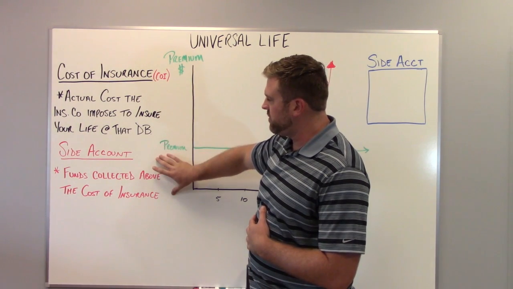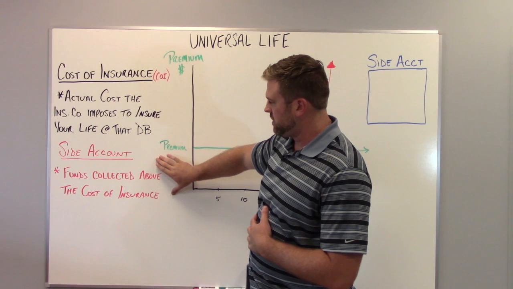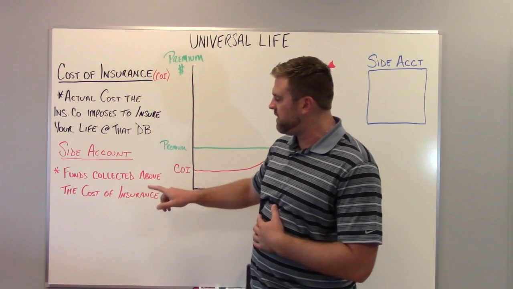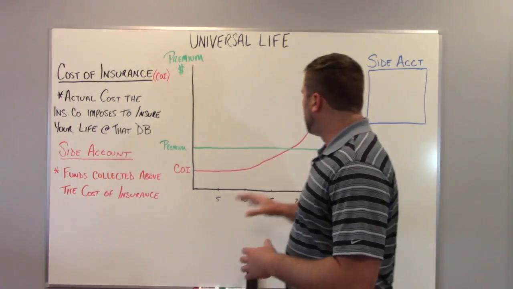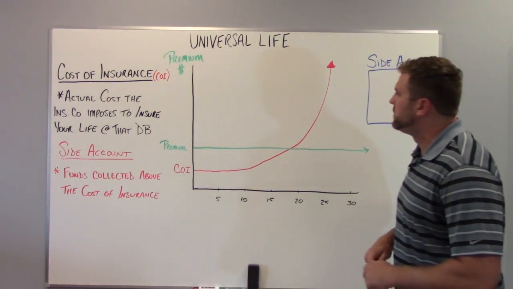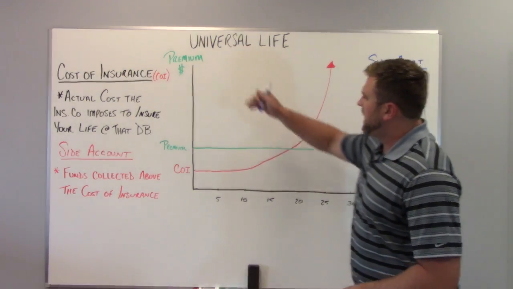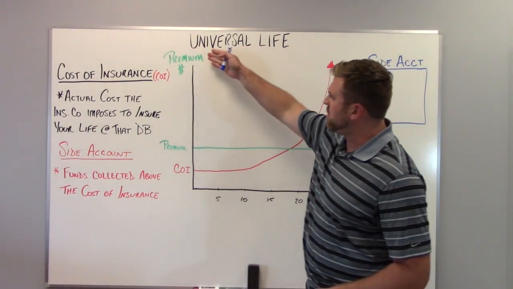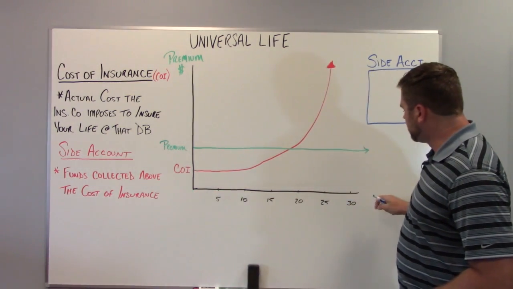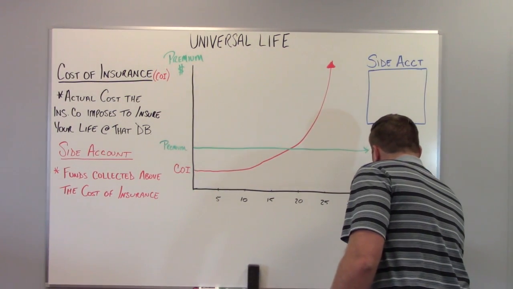Then we have this other thing called the side account, okay? And we're going to get to what that is in a minute. Funds collected above the cost of insurance. So when I come over to my diagram here, let me grab a marker. We'll go with blue today, okay? So we have the axis, right? We have our premium. So this is our premium in dollars. And then we have the years of the policy. So this is our years.